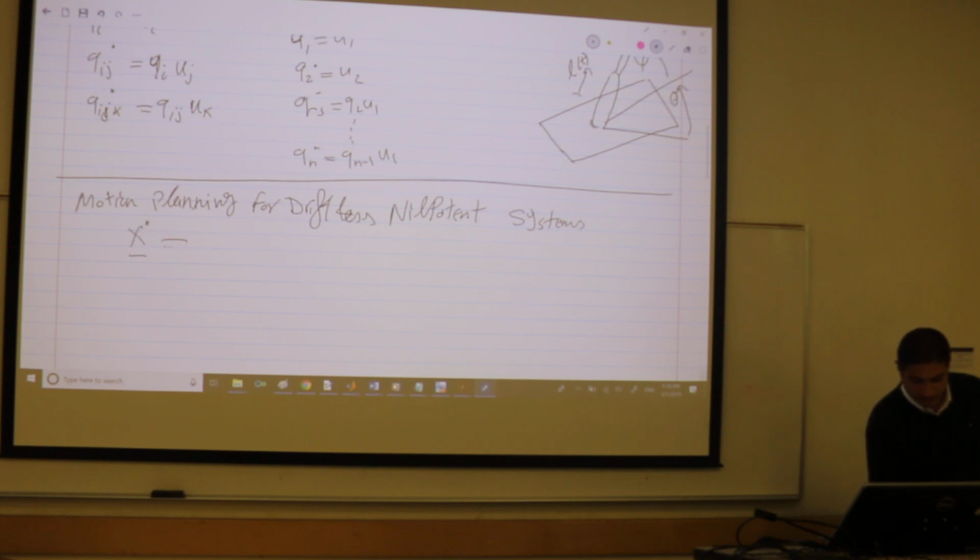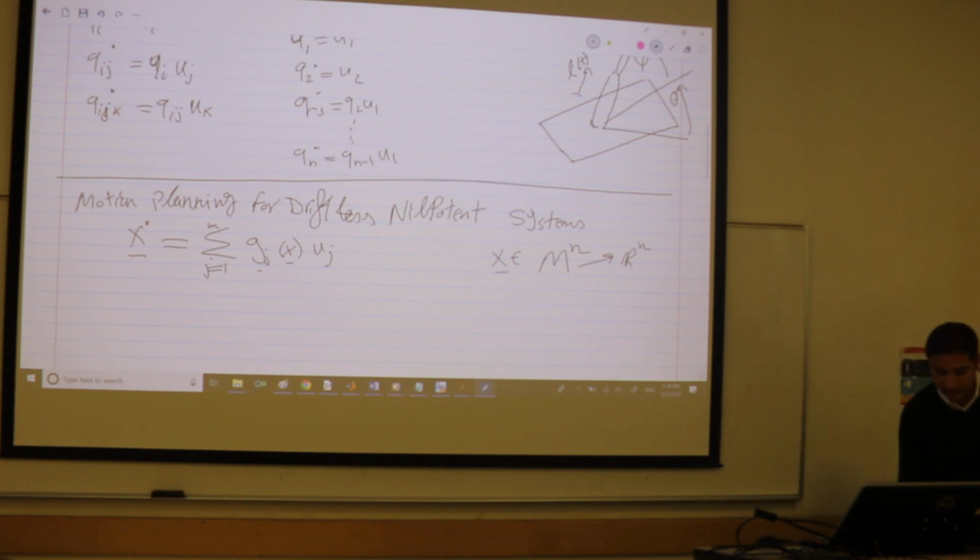It's our form x dot equals summation j equals 1 to m gj of x uj. I have m vector fields. X lives in an n-dimensional manifold. Maybe it's Rn.